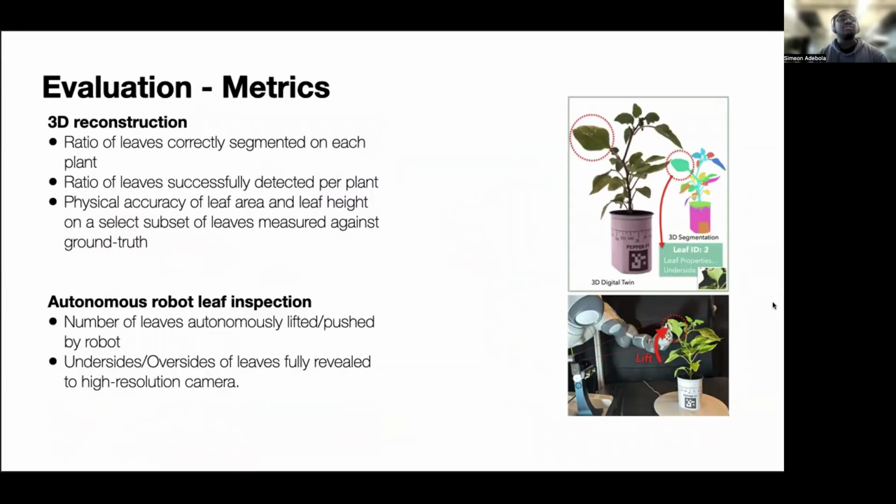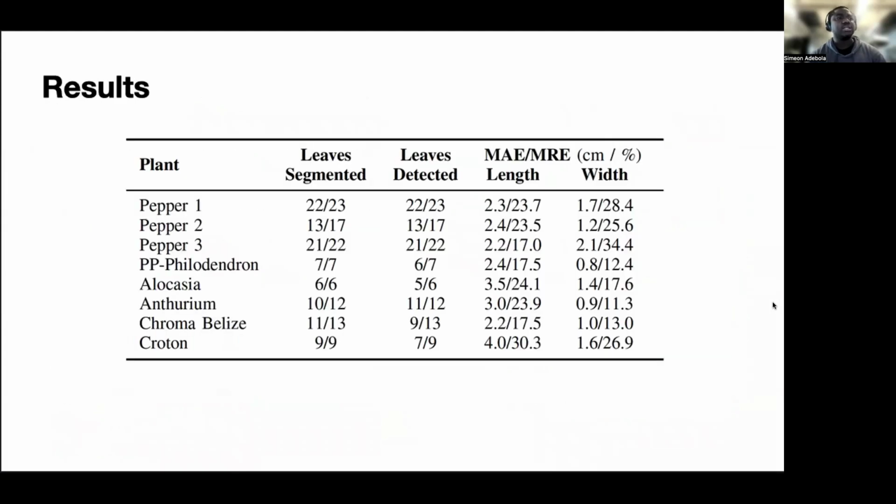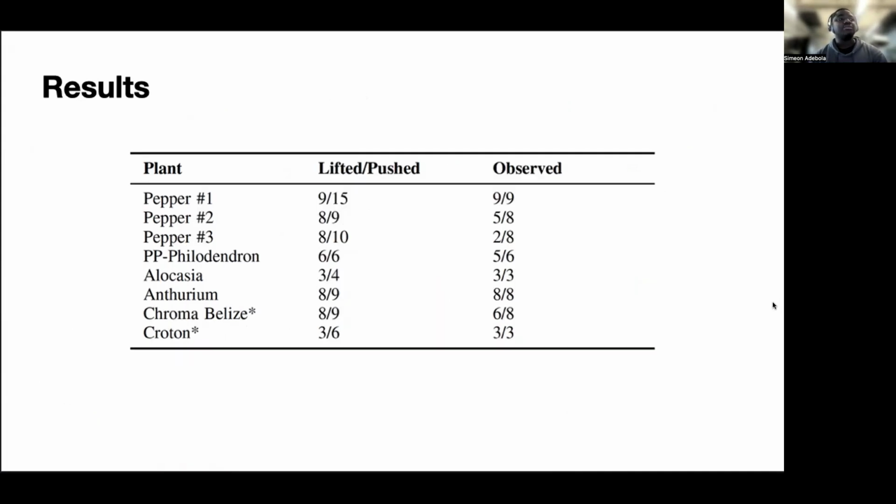We evaluate Botany-Bot on 8 real plants using a number of metrics. Results from experiments suggest that the system can segment leaves with 90.8% accuracy, detect leaves with 86.2% accuracy, lift or push leaves with 77.9% accuracy, and take detailed underside or overside images with 77.3% accuracy. We note that we do not have access to a commercial phenotyping system as a baseline.